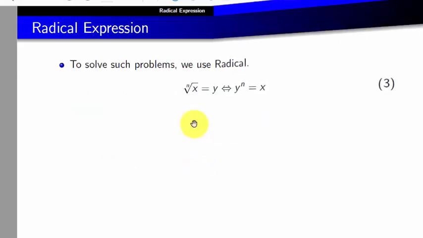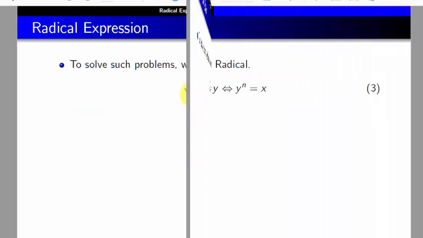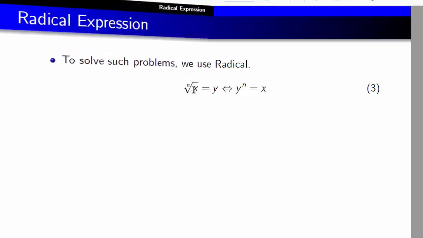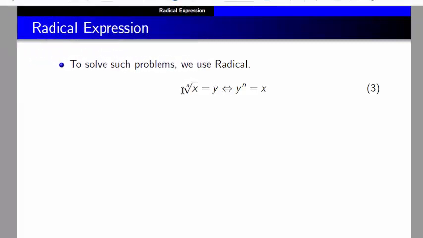Radical expressions, the general form is x under the nth root is equal to y, and this is true only if y to the power n is x. For example, the square root of 4 is 2 because 2 to the power 2 is 4. The third root of minus 8 is minus 2 because minus 2 to the power 3 is minus 8.